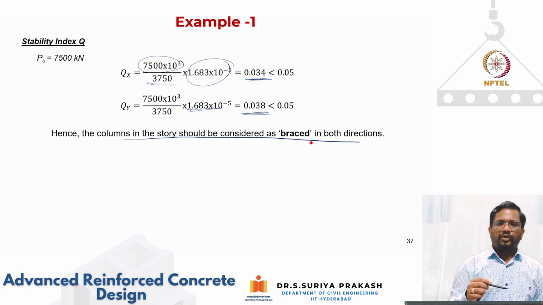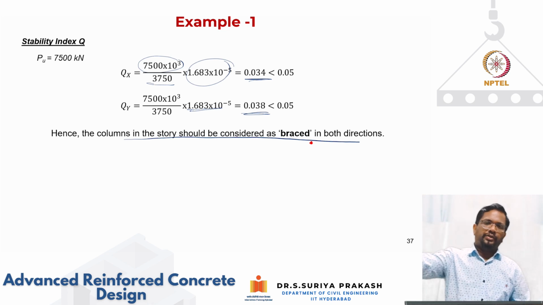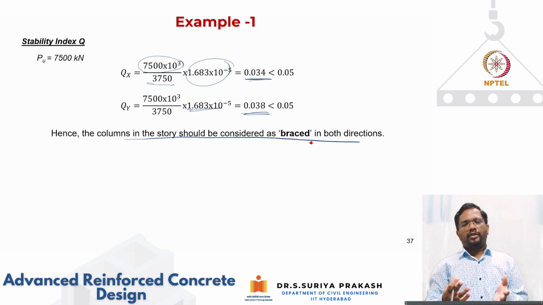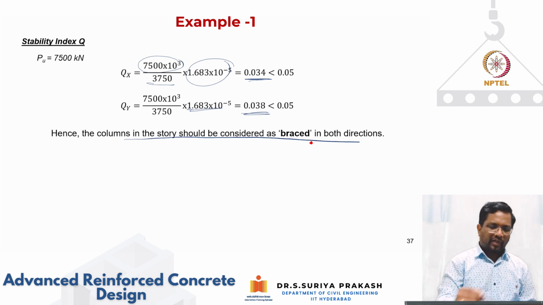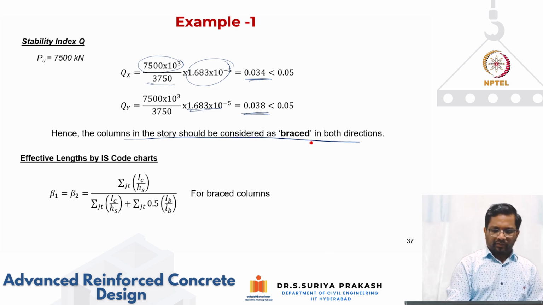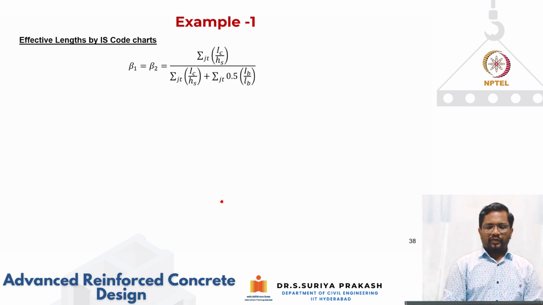Now, why is this important? Only then can I go ahead and use the alignment charts or equations, the appropriate chart and appropriate equation. First, to use a chart, I need to know whether the column is part of a braced frame or an unbraced frame. So to do that, we calculate the stability index. Once we have done that, you get your effective lengths by the alignment charts, or you can use this equation also. And now we get your beta 1 and beta 2 values.